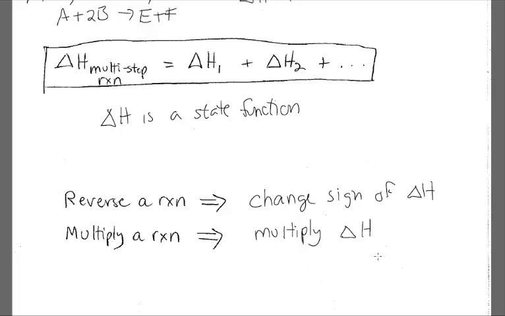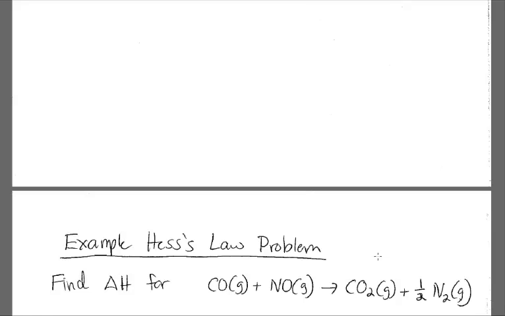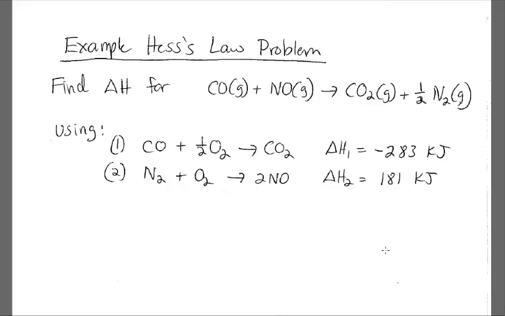So let's do an example with a real reaction. We're going to try to find the delta H for this reaction, CO plus NO, getting CO2 and nitrogen gas. We want delta H for that reaction, but let's say all we know is delta H for this reaction, which involves only carbon and oxygen species, and this reaction, which only involves nitrogen and oxygen species. So we'll have to try to put these together in a way that forms the reaction we want.